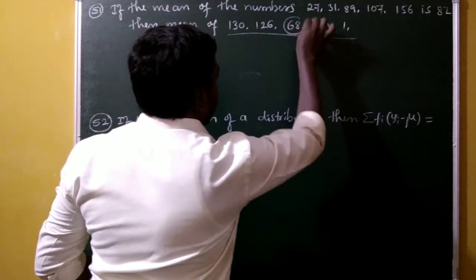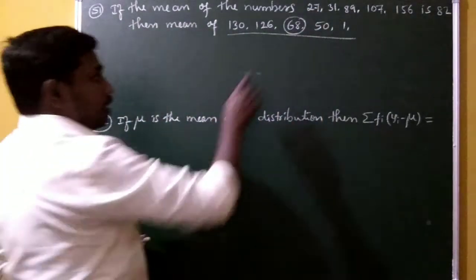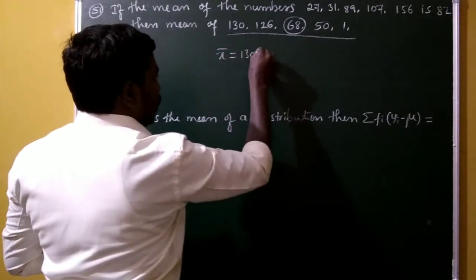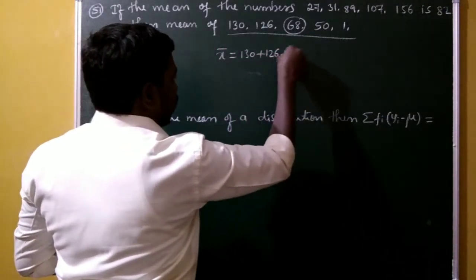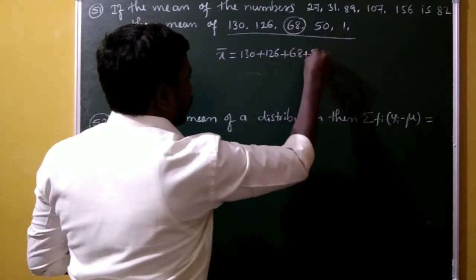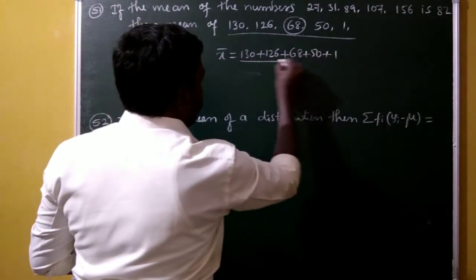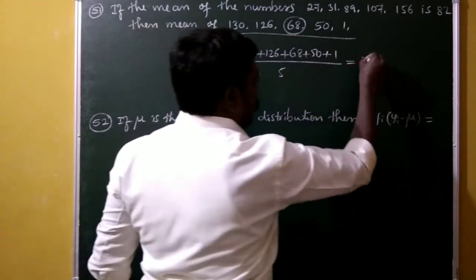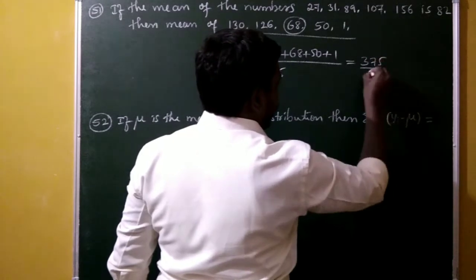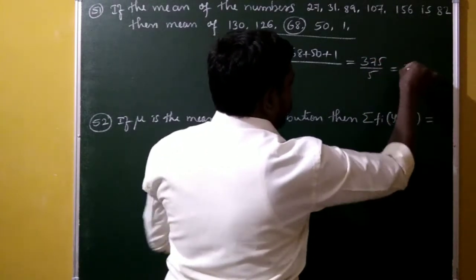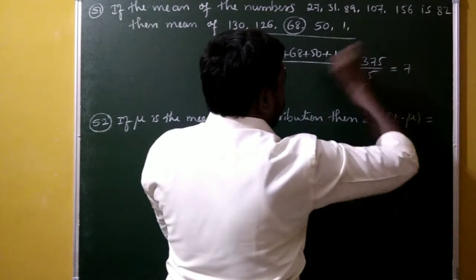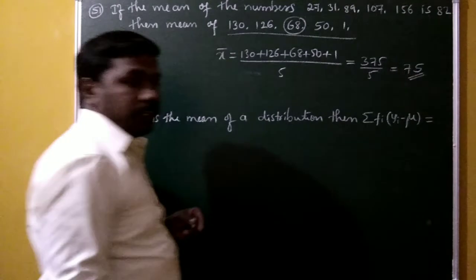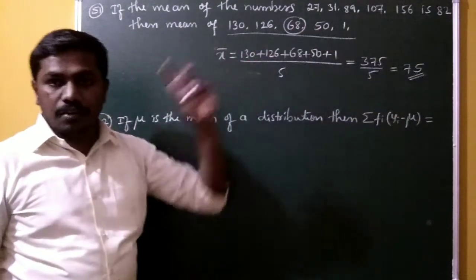So now, this is wrong, take it as 68. Where x bar is equal to 130 plus 126 plus 68 plus 50 plus 1 divided by 5. Add them, we get 375. So 375 divided by 5: 5 7s are 35, so 75. 75 is the mean of the 5 observations.